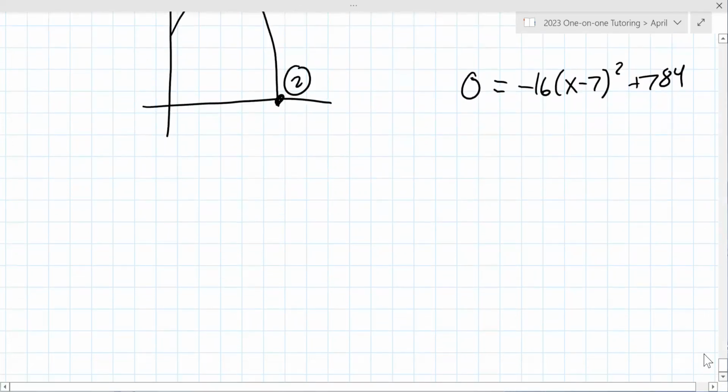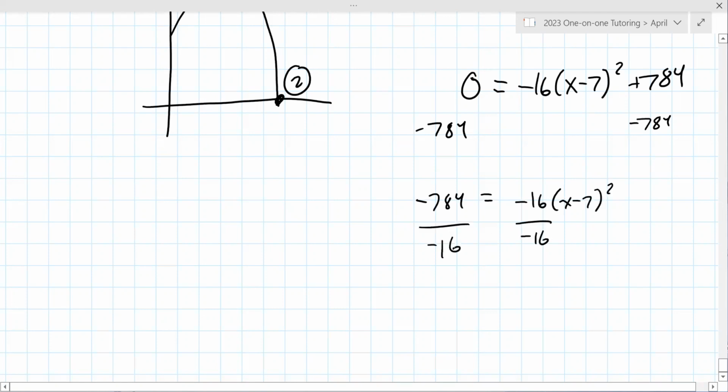This one can be done exact. So let's talk about that. You subtract 784 from both sides. I distributed the 16 first. You can't do that because of the square, and that's making more work for yourself. Because you actually have to FOIL this, and then you've got multiple terms with x. So it's good that we saw that in practice here. Divide by minus 16. You should get x minus 7 squared equals 49, I believe.